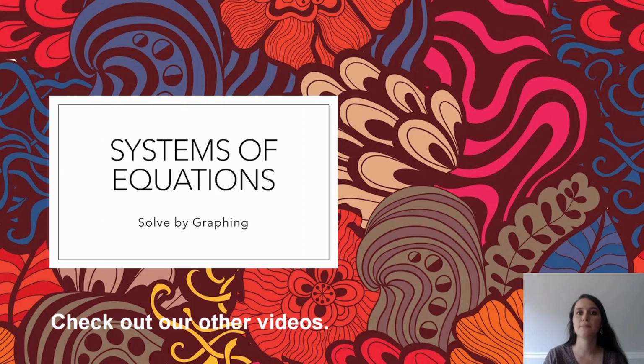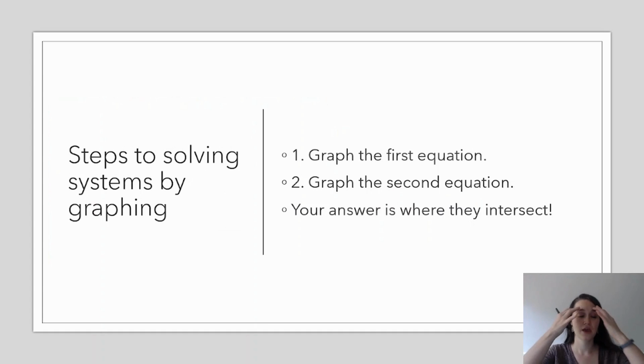By graphing, I'm going to show you how to use your graphing calculator to do this at the very end as well. All right, here are your steps. Pretty straightforward. The first thing you have to do is graph your first equation, and then you graph the second equation, and your answer will actually be where they intersect. And we'll also talk about what happens if they don't intersect.